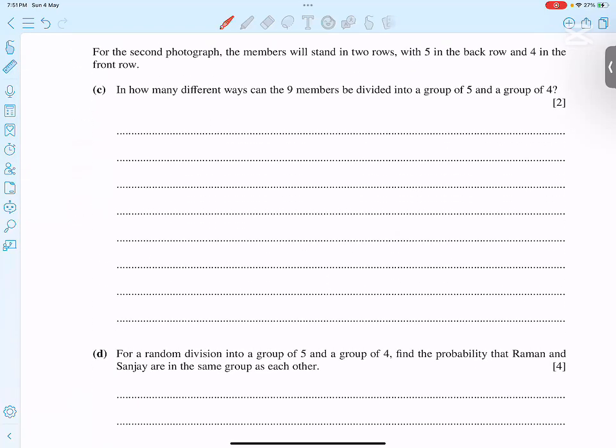For the second photograph, members will stand in two rows, five in the back row and four in the front row. So the nine members are divided into a group of five and four. Naturally, five people are there, so 9C5, and then 4 left, and then 4C4. 4C4 is 1, and let me check what 9C5 is. 9C5 is giving 126. So I believe the point is very clear.